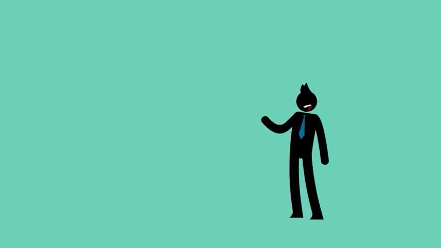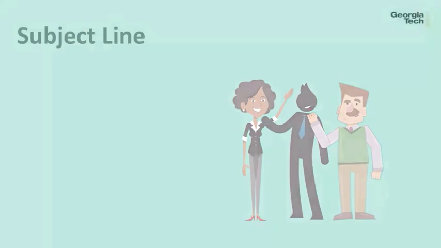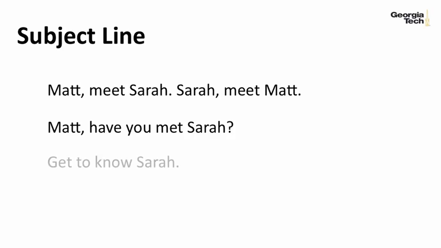Let's look at another email of introduction. This time you are introducing two people to each other. In this case, how would you write the subject line? Since you know both sides, you can include their names like this. Matt, meet Sarah. Sarah, meet Matt. Or, Matt, have you met Sarah? Or, get to know Sarah.